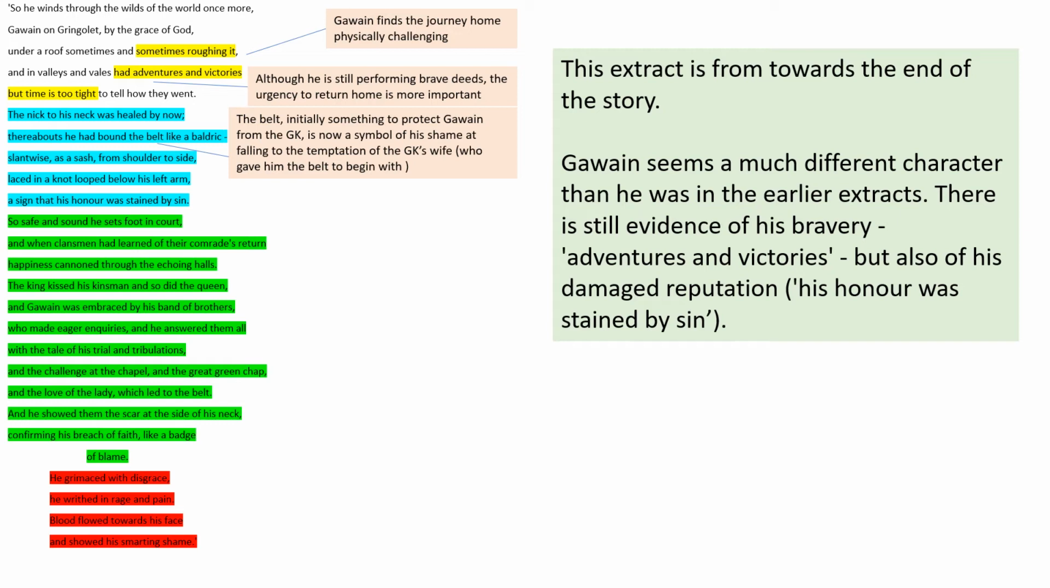So the belt, initially something to protect Gawain from the Green Knight, which was given to him by the Green Knight's wife, is now a symbol of his shame at falling to the temptation. I don't know if you remember Mr. Stock talking about symbolism last lesson, but symbolism is really well used in this entire piece, and the symbol of the belt changes throughout. So it starts out to be a symbol of protection, and towards the end it becomes a symbol of his shame.